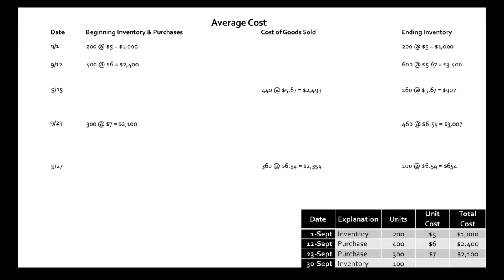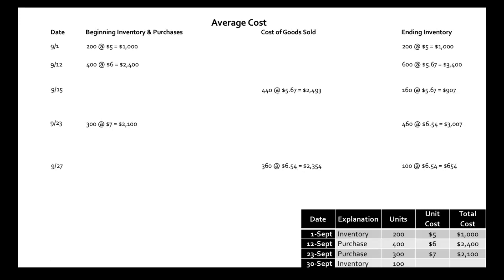So we can now move on to our last day here on September 27th, where we sold 360 units. So notice under the cost of goods sold column, we sell 360 at $6.54 because that's our most recent average unit cost. And then we come over to our ending inventory and we see that we have 100 units once again, right? We take the 460 that we had, subtract out the 360 that we just sold, and that's how we're left with the 100 here for our ending inventory on September 27th.